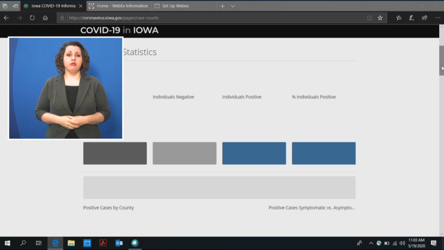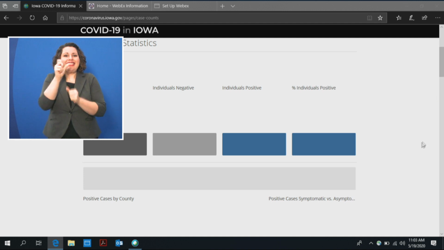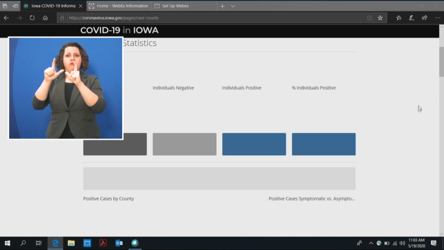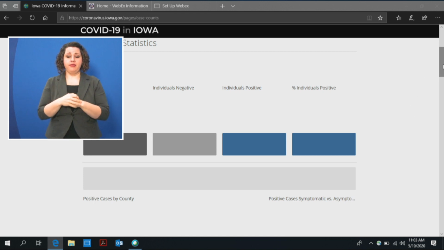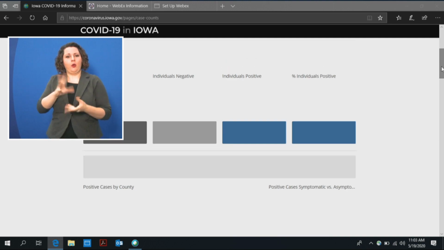You can also look at positive cases by county. Just click on any county on the map, and the numbers on the graphs above will update to show only that county. The graph below the map will show you daily totals over time. Just hover over any bar to display the number of positive cases.